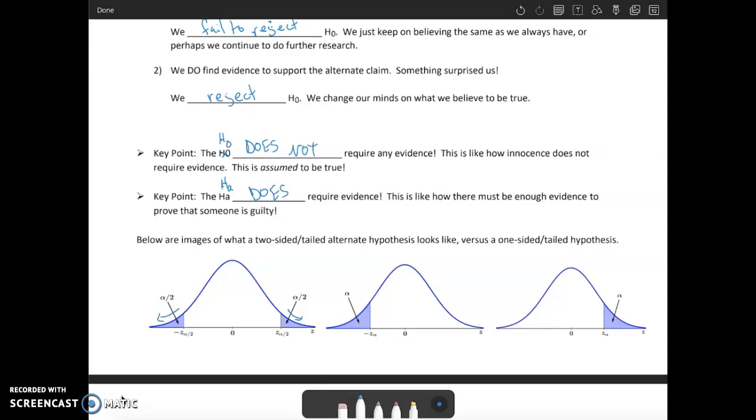If it's one-sided, if we're just testing that it has changed in a negative direction, then we would be looking for evidence out here in the negative tail. And if we were looking for a change in the positive direction, we would be looking for evidence out here in the positive tail.